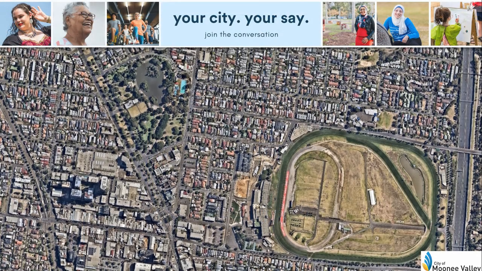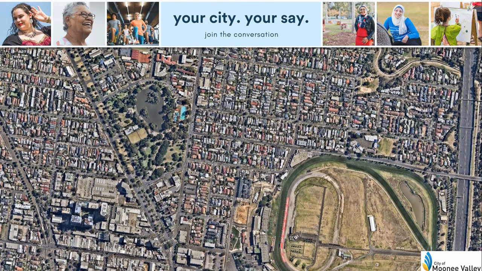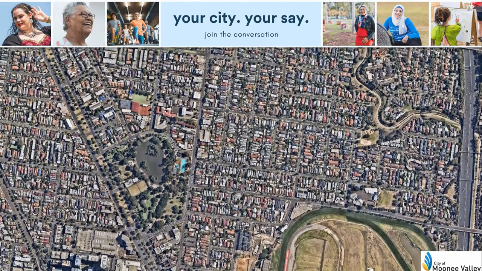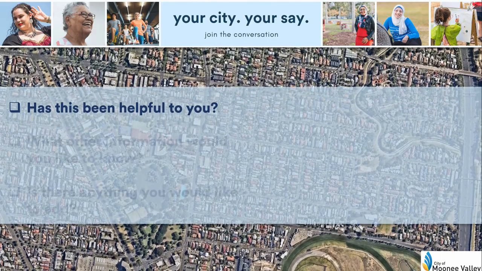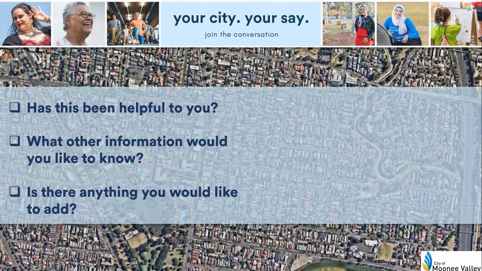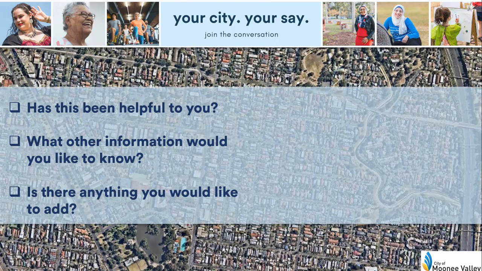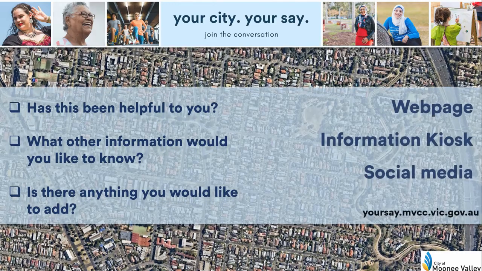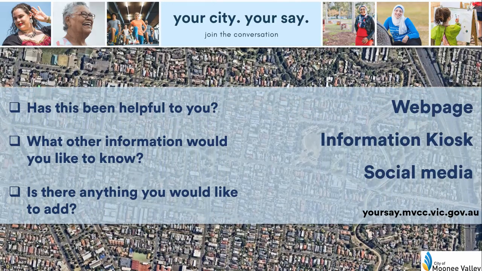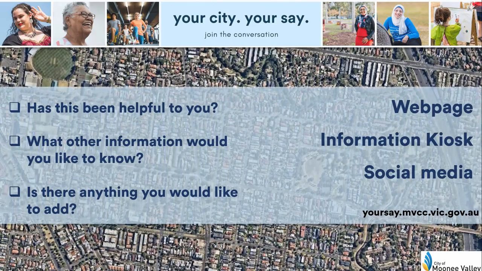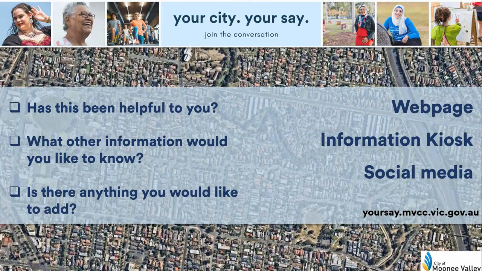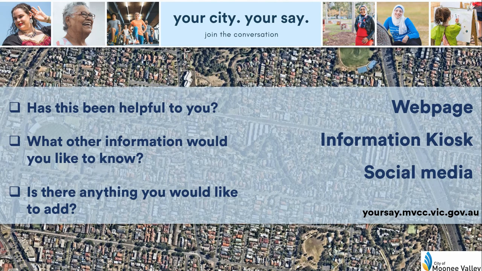We would love to take this opportunity to get your feedback on our very first asset plan. We are interested to know if you've found this helpful and if there's additional information you would like to know or add as part of this process. Please share your thoughts on our Your Say Moonee Valley webpage, information kiosks, and social media. You can access the draft asset plan on yoursay.mvcc.vic.gov.au.